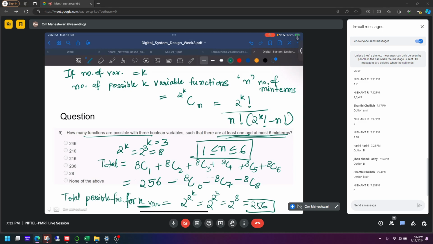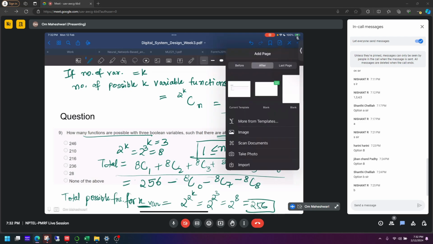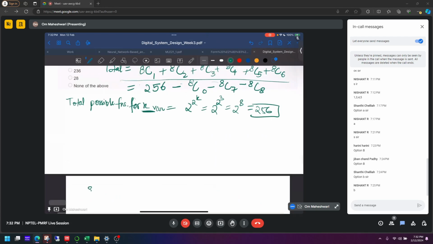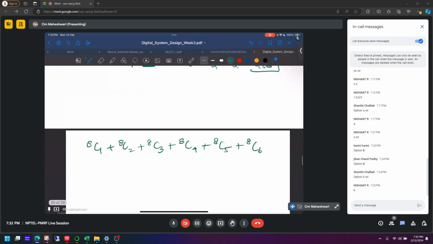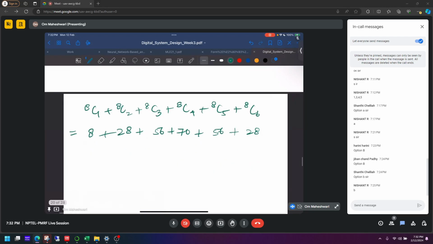So both of these are the same. Whichever is easier, you solve. Let's say if you want to solve the first one, 8c1 plus 8c2 plus 8c3 plus 8c4 plus 8c5 plus 8c6, this will be 8 plus 28 plus 56 plus 70 plus 56 plus 28, which total will be 246.